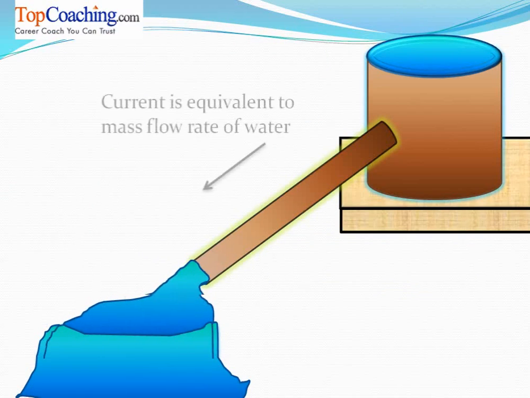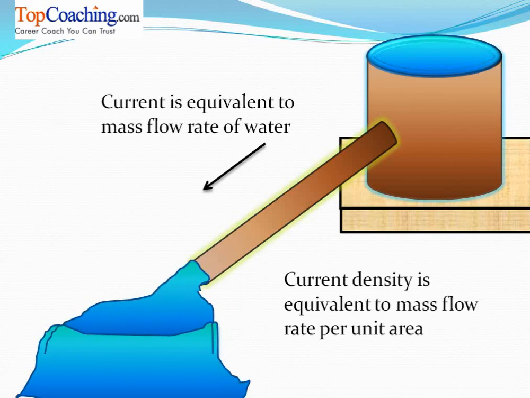We can actually compare the flow of electric current to the flow of water from a tank kept at a higher level to a tank kept at a lower level. For example, current is equivalent to the mass flow rate of water in such a case. In the case of water, water molecules are flowing from a higher gravitational potential to a lower gravitational potential. In the case of electric current, electrons are flowing from one potential to the other potential. Similarly, the current density is equal to the mass flow rate of water per unit area.